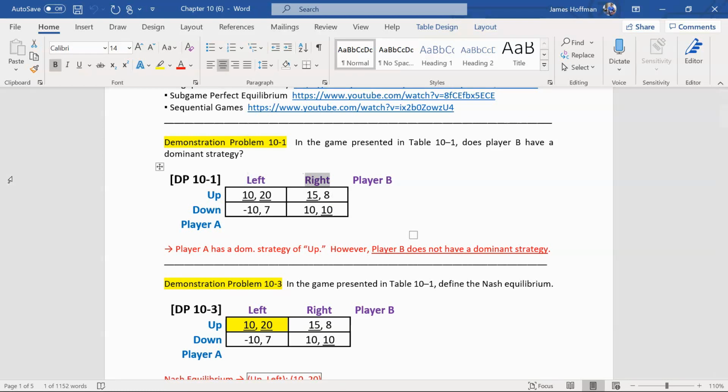So for player A, it doesn't matter what player B does. Player A is always going to choose up. So therefore, player A does have a dominant strategy of up. It doesn't matter what player B does, player A is going up. However, like we looked at, player B doesn't have a dominant strategy. Player B's choice would depend on what player A does, so there's no dominant strategy for player B, but player A has a dominant strategy of up.